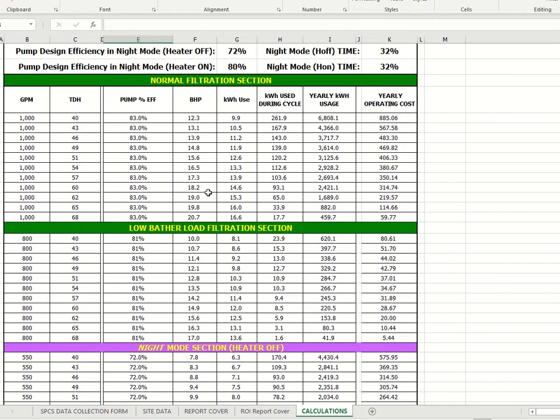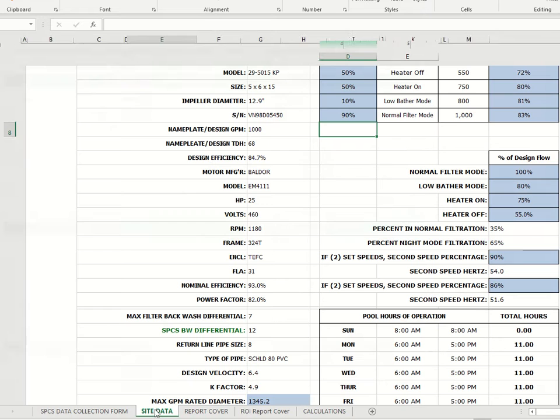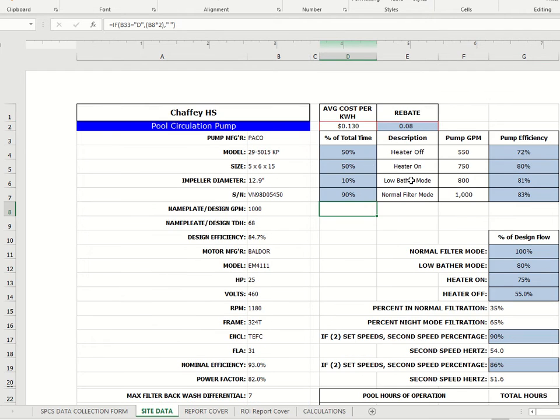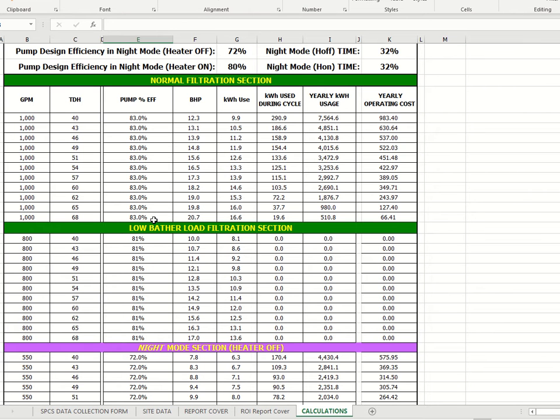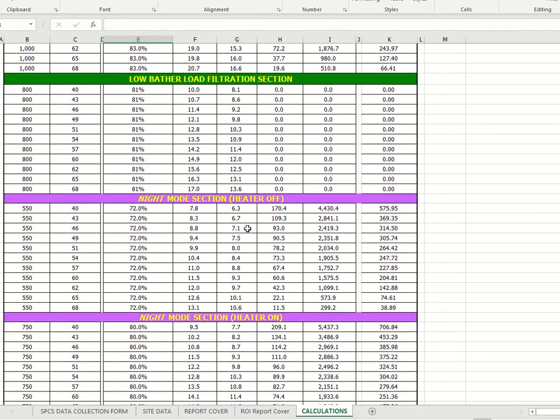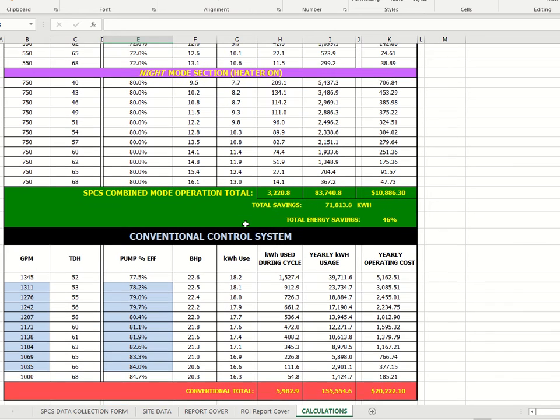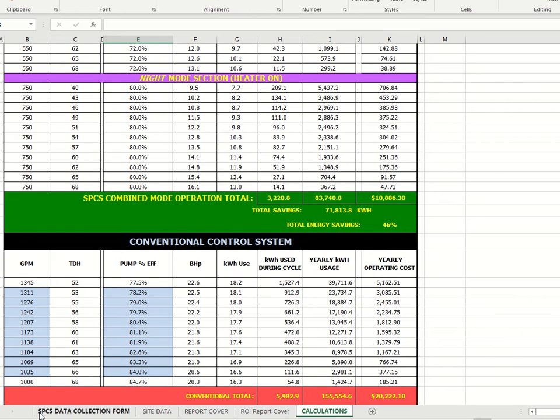If we have left something at a 0, let me go show you what that looks like real quick. So if we are not going to do, say, the low bather mode, we would put that at 0%, the normal filter mode at 100%. And then when we go to the calculations page, you will notice that the low bather load has no time, no values, no calculations in there. So you can see as you change the percentages on the site data page, the values will change for the SPCS calculations. So what we're most concerned with now is entering the data for the conventional control system.